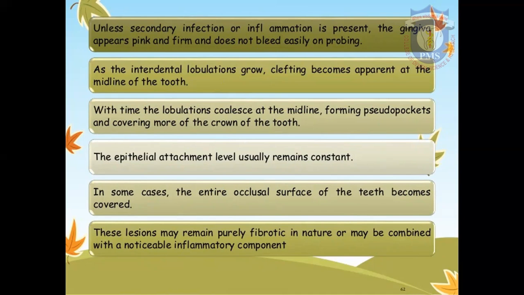As the interdental lobulations grow, clefting becomes apparent at the midline of the tooth. With time, the lobulations coalesce at the midline, forming pseudo pockets and covering more of the crown of the tooth. Epithelial attachment level usually remains constant. In some cases, the entire or closer surface of the teeth becomes covered. The lesions may remain purely fibrotic in nature or may be combined with a noticeable inflammatory component.